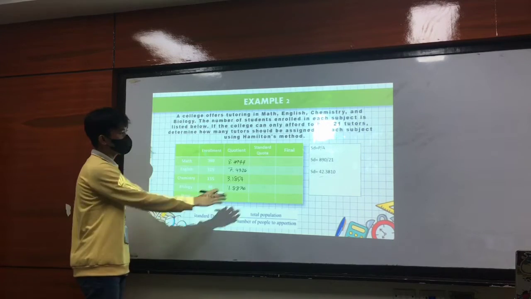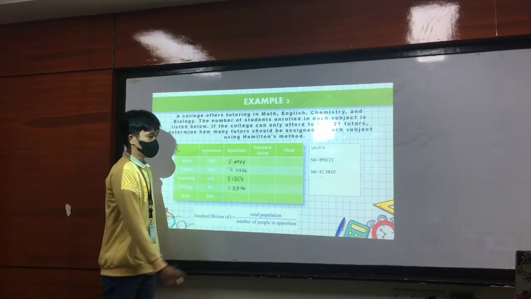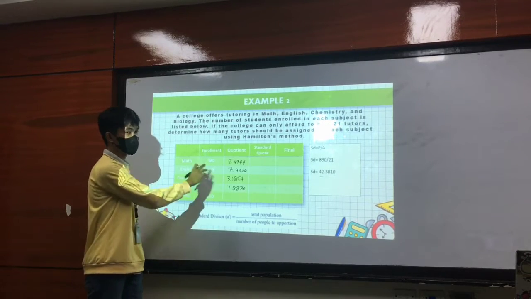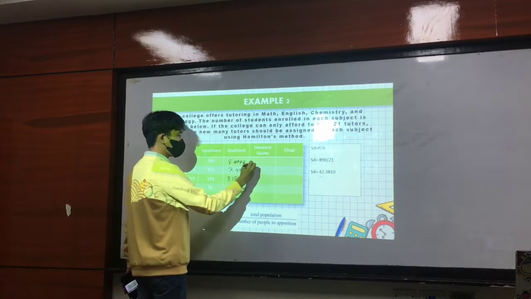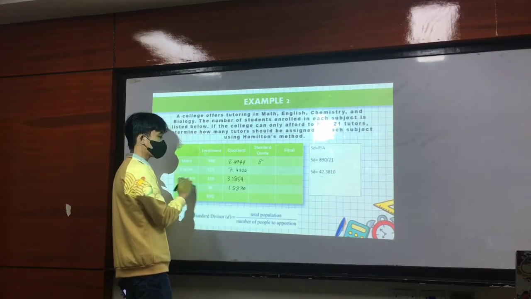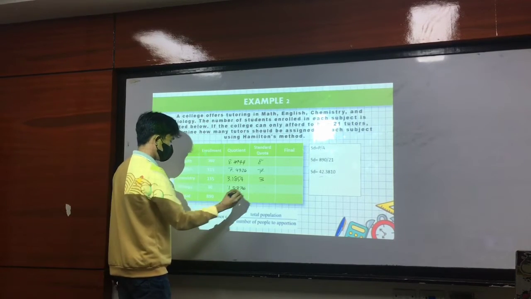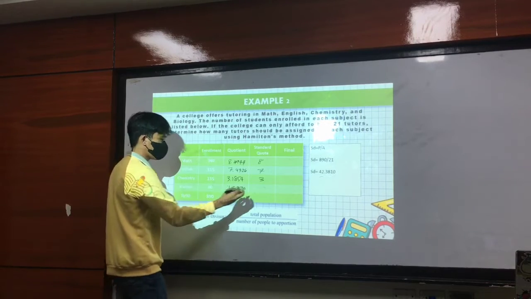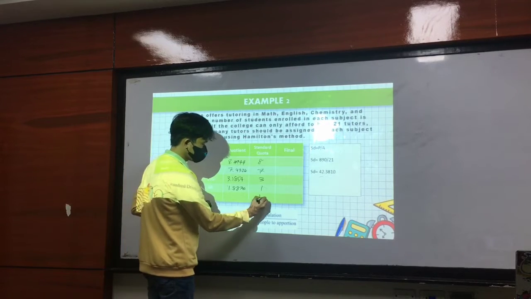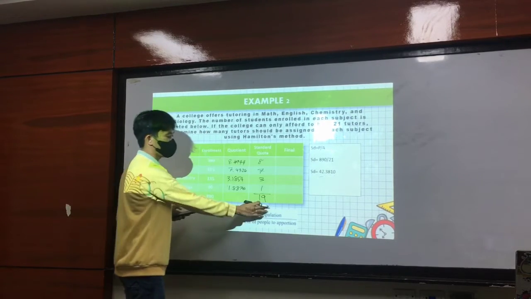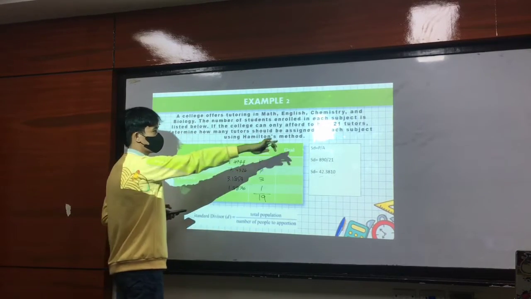So in here is the standard quota. We need to remove the decimal part of this quotient, and we need the whole number. So in math subject we got 8. In English we got 7. In chemistry we got 3. And lastly, in biology, we got 1. If we add this all, we got 19. So notice here we got 19, but our problem here is 21 tutors.